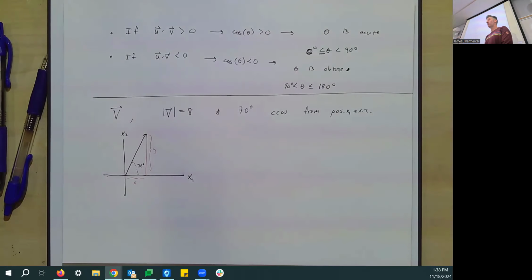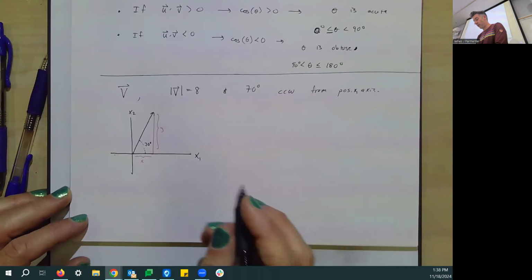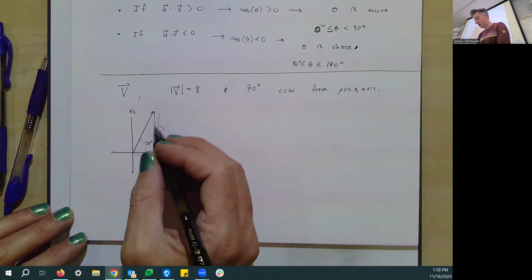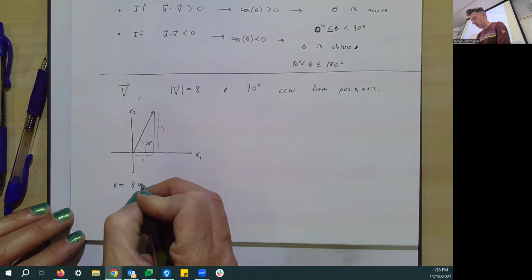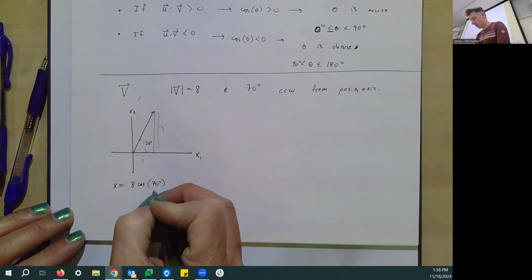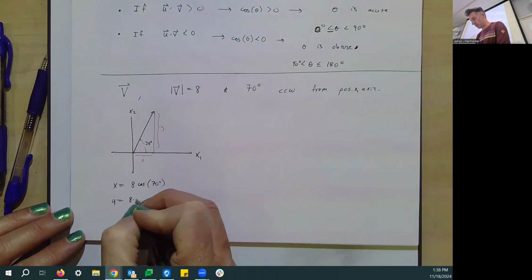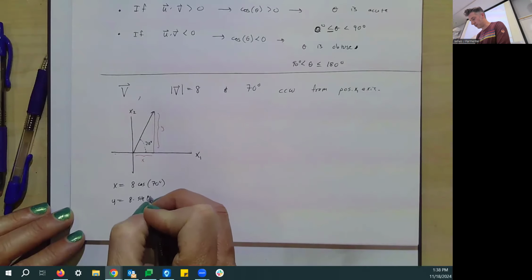I will just point out how you do this one, right? If I was trying to find the x and y coordinate, I would say that x is going to equal 8 times cosine of 70 degrees. And y is going to equal 8 times sine of 70 degrees.